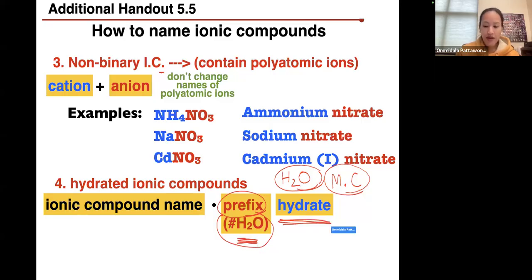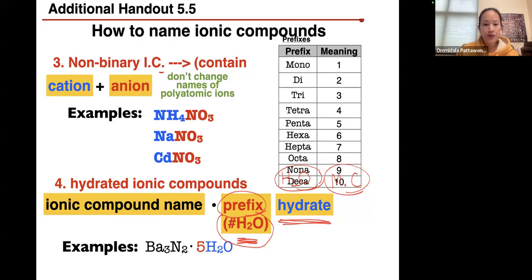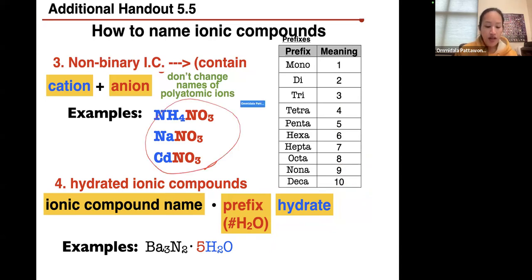So what do I mean by that? Let's take a look at an example. This is an example of an ionic compound that contains water, which is what we call a hydrate ionic compound. It's the wet ionic compound. These are what we call anhydrous. If there is no water with the chemical formula, we call it anhydrous, which means they are super dry. There's no water molecule. So how do we name this?